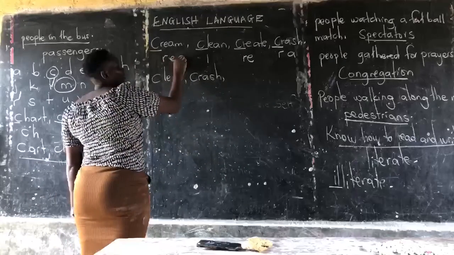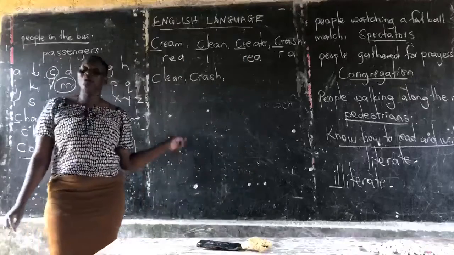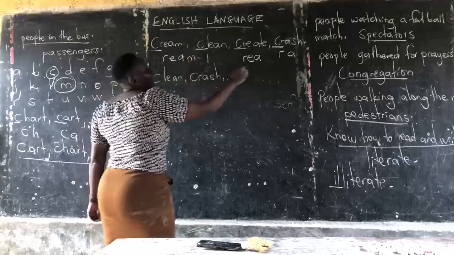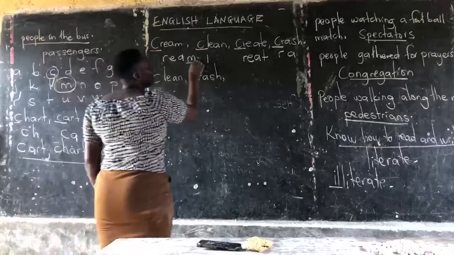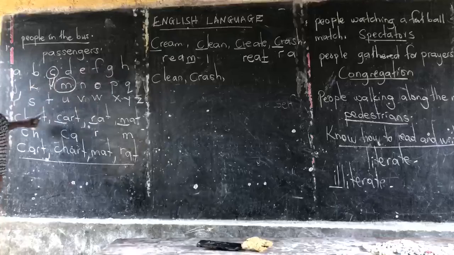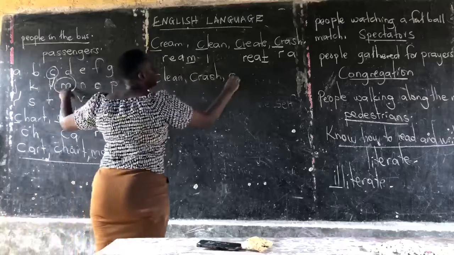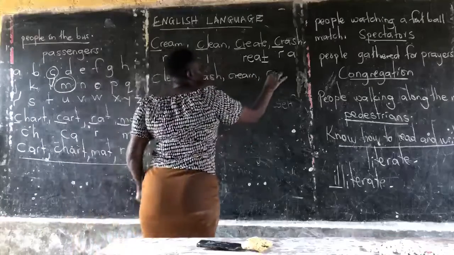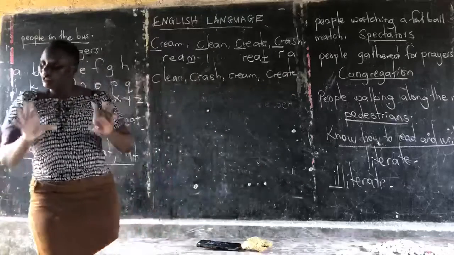What are we having? A and A. They are the same. We go to the next letter. What are we having? M and T. Are they the same? No. Let us look for M and T. M comes first. And the word is cream. Lastly, create. Deal with it letter by letter.